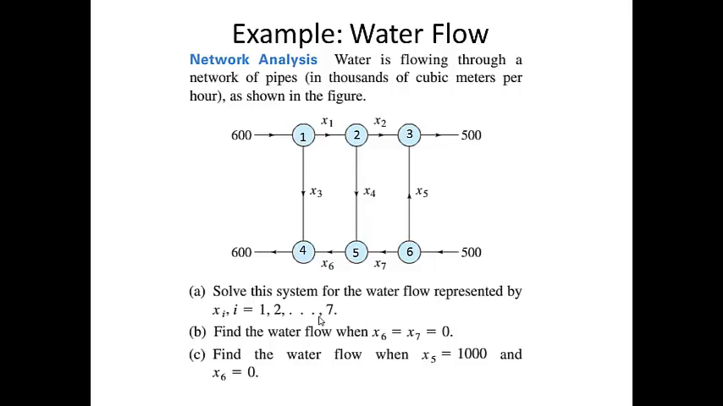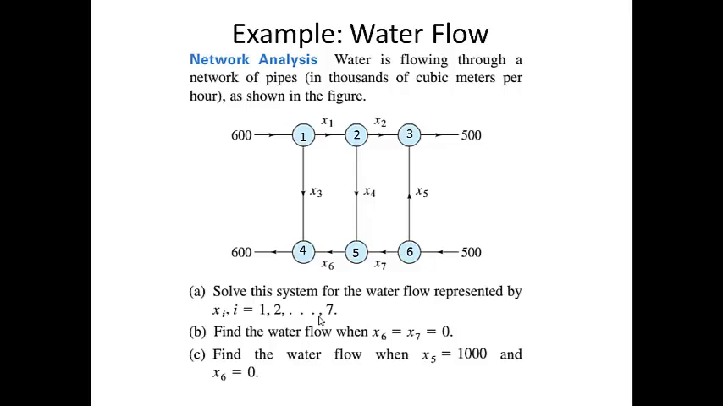Are you ready for this? It's a very simple problem. Network analysis, water flow. Water is flowing through a network of pipes in thousands of cubic meters per hour, as shown in the figure. Your task is to solve this system for the water flow represented by x1, x2, x3, x4, x5, x6, and x7.